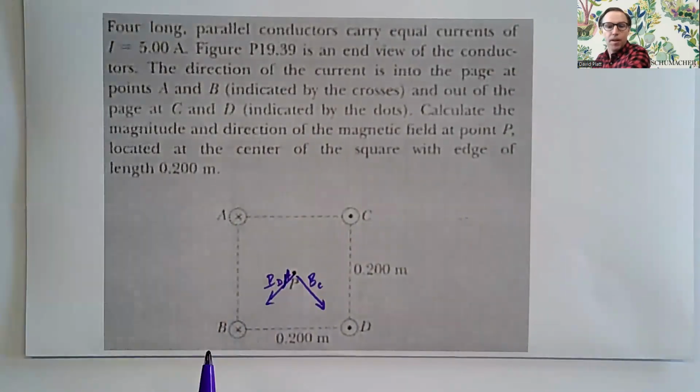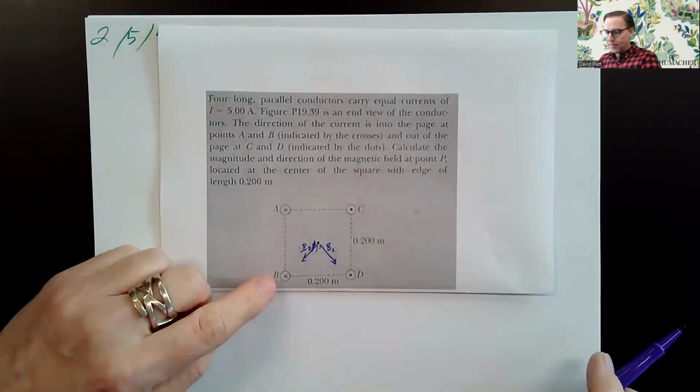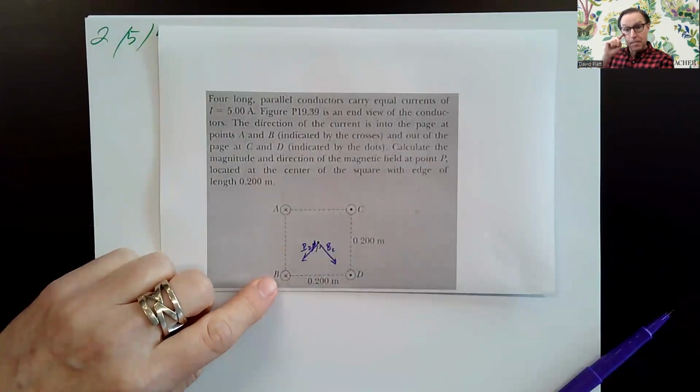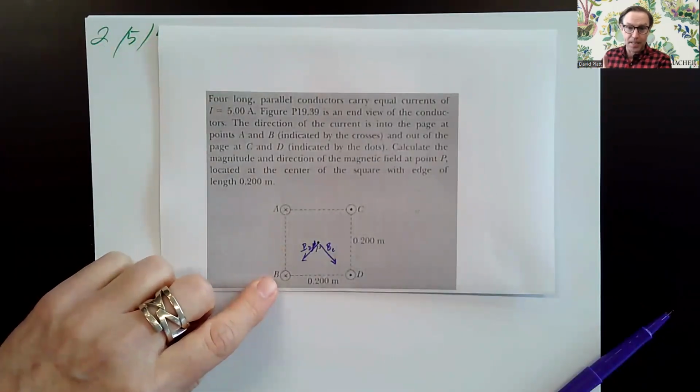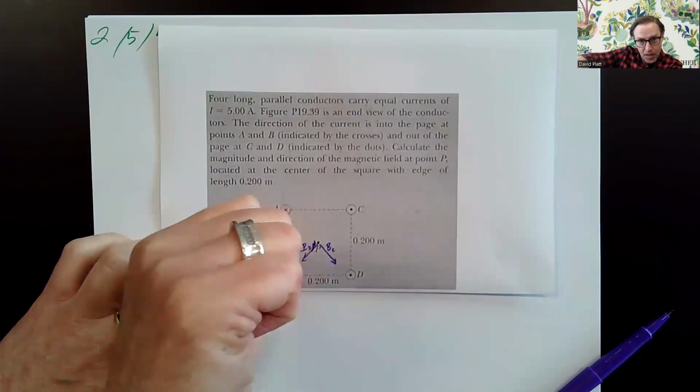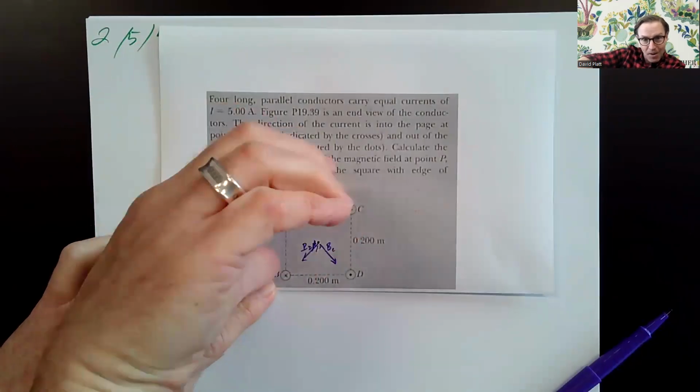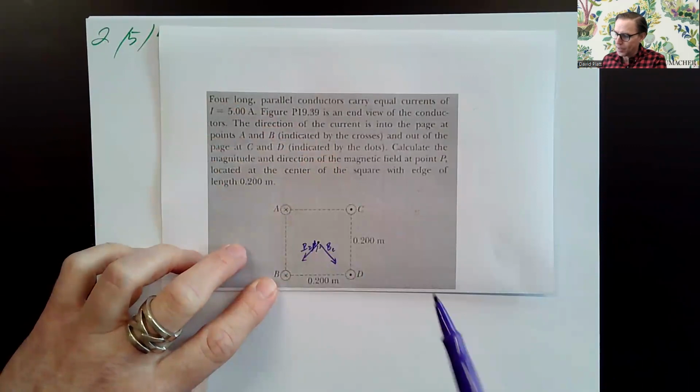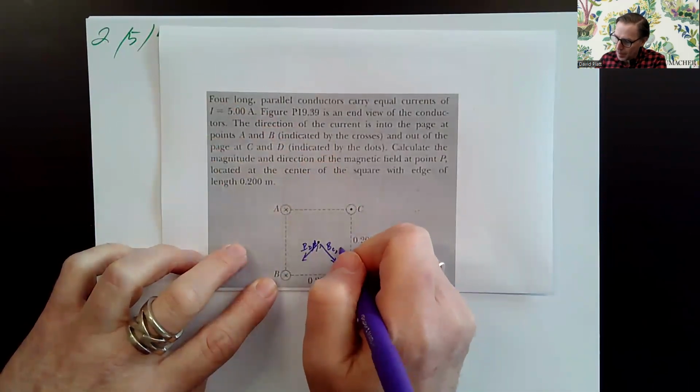And then for B, meaning between A and C, not B meaning magnetic field, the field points down and right. So I'm going to do C comma B.